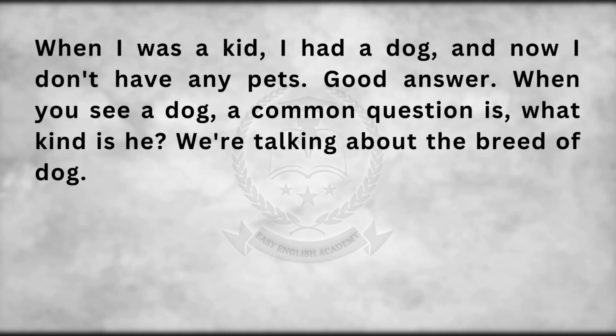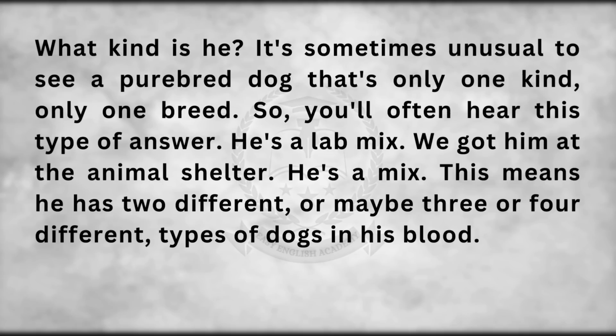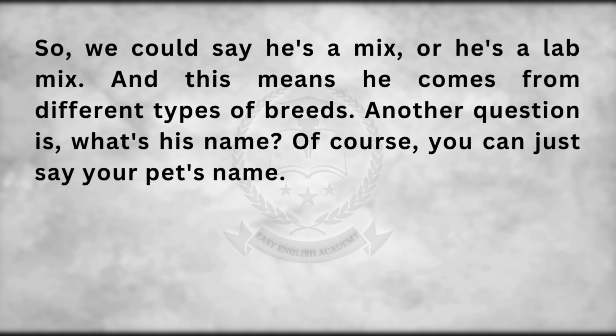Good answer. When you see a dog, a common question is, what kind is he? We're talking about the breed of dog. It's sometimes unusual to see a purebred dog that's only one kind, only one breed. So you'll often hear this type of answer. He's a lab mix. We got him at the animal shelter. He's a mix. This means he has 2 different, or maybe 3 or 4 different types of dogs in his blood. So we could say he's a mix, or he's a lab mix. And this means he comes from different types of breeds.